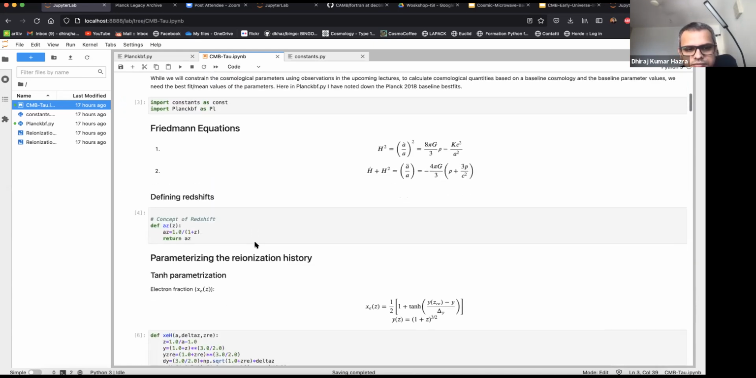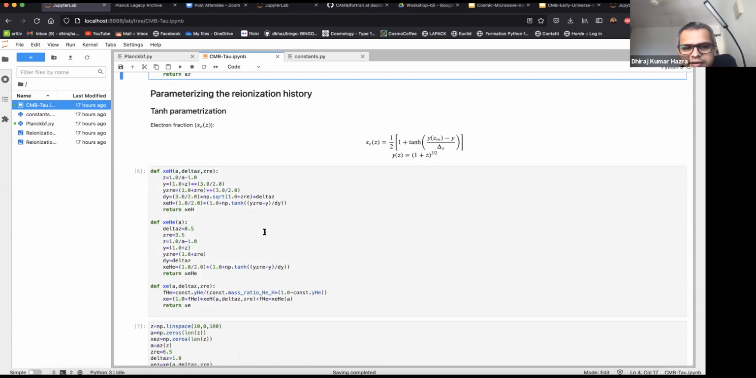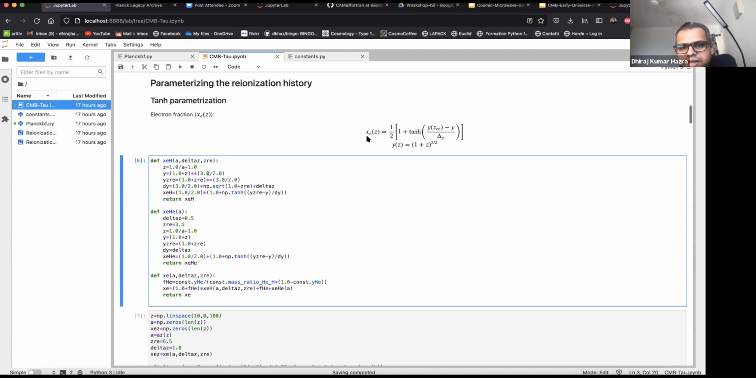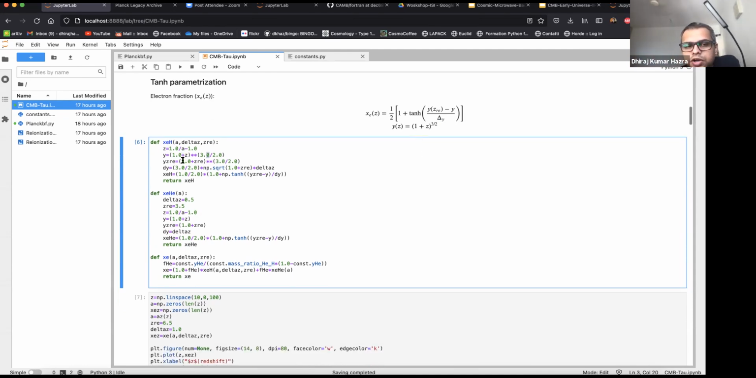Okay, now I'm just defining the redshift here and XE. XE from H, I'm defining it like this: XE(z) equals 1 plus 1 half times 1 plus tanh of (y(z_re) minus y) divided by delta y. This is the width of the reionization. This is what I was saying that I am changing. y(z) is equal to (1 plus z) to the 3 by 2. So dy comes as 3 by 2 times (1 plus z) to the half times delta z. So this delta z I changed in CAMB from 0.5 to 2. I hope you are able to follow. So this is the tanh model of reionization.